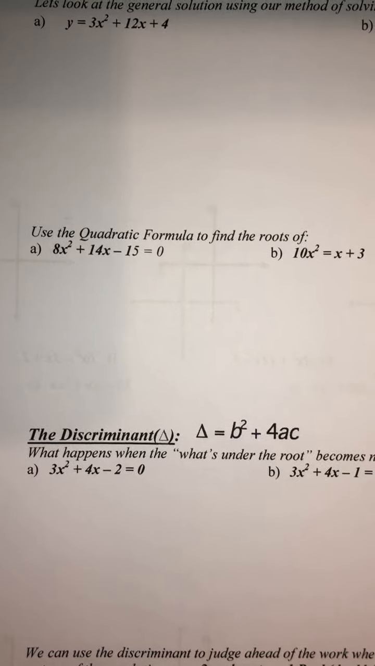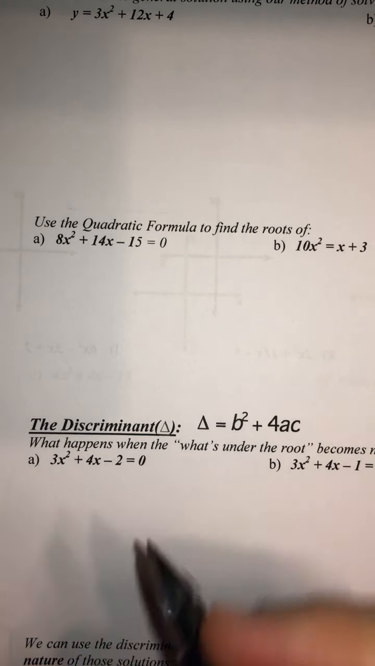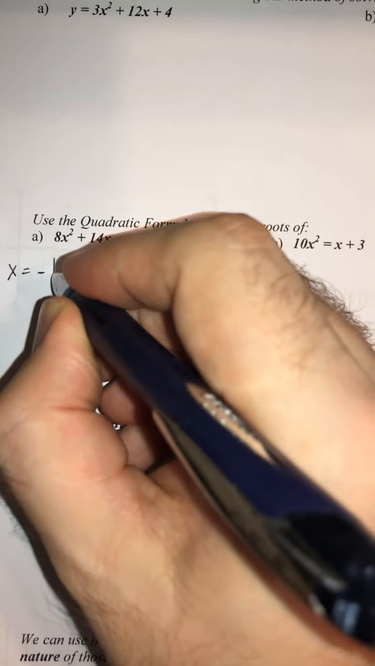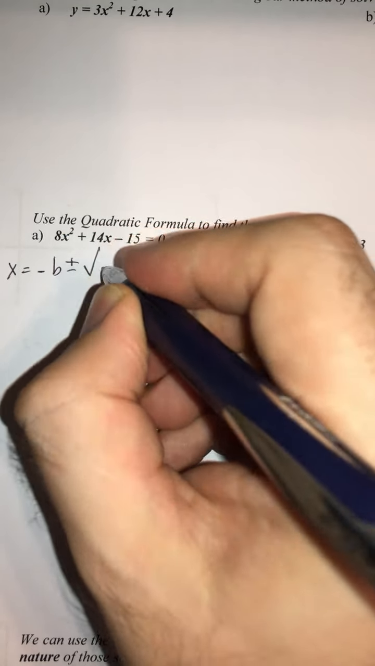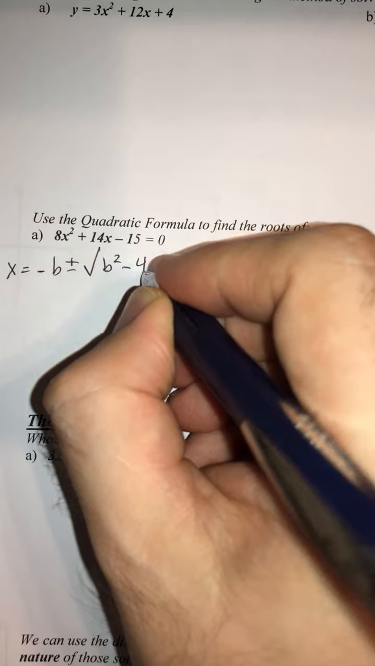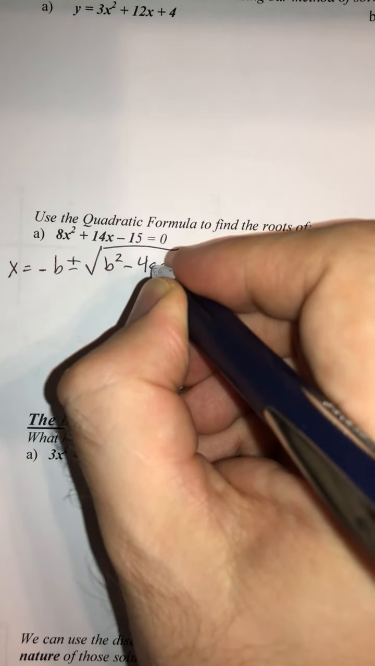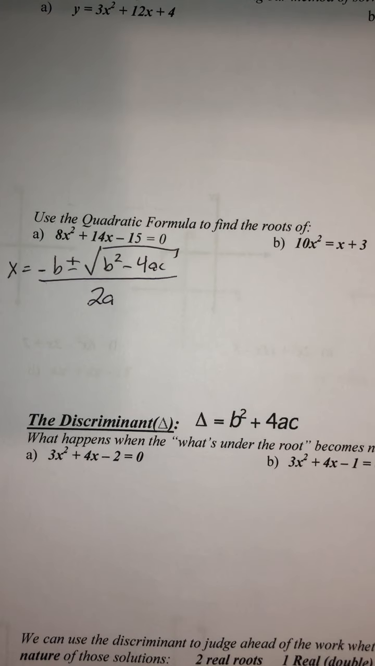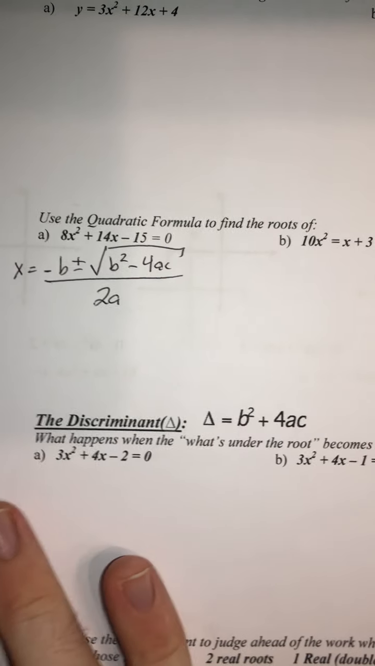So what you're going to do is, you'll go through this equation and we'll write this out. So we've got x equals negative b plus or minus the square root of b squared minus 4ac, all divided by 2 times a. This will be given to you on the formula sheet. You do not have to memorize it, so don't worry about that.